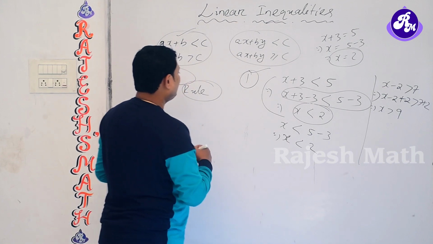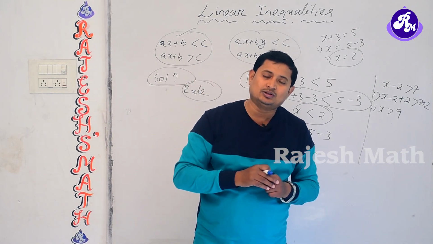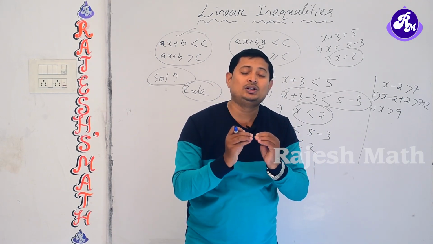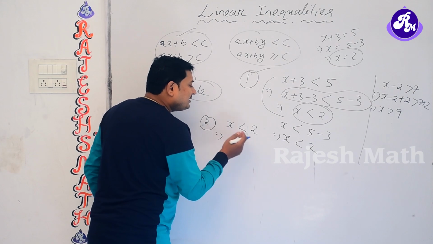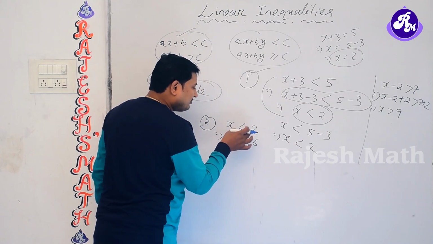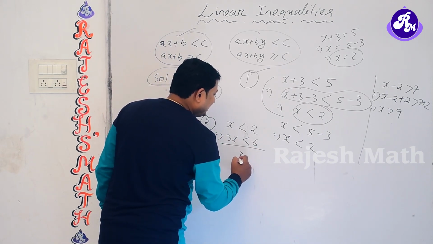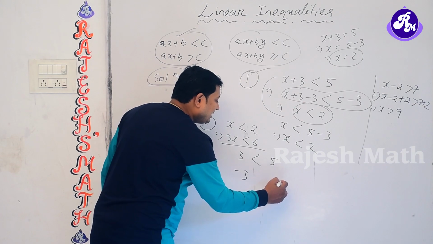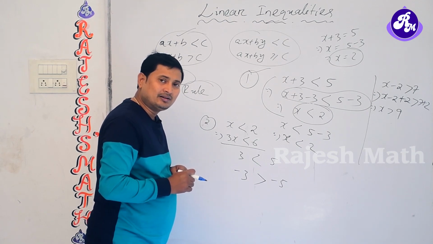Number two, if you multiply by a positive real number, the inequation will not be affected at all. For example, I have taken x less than 2, if you multiply by 3 on both sides, then 3x less than 6, and this is the same result as x less than 2. But remember, 3 is less than 5, yes or no? 3 is less than 5, but minus 3 and minus 5, which is greater? Minus 3 is greater.